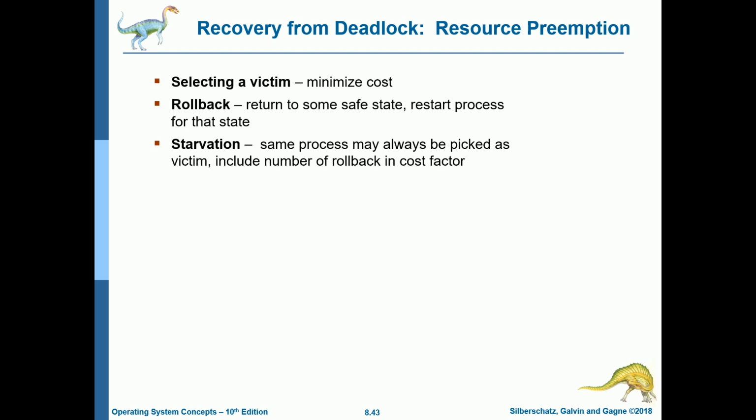Finally, once again, we have to consider starvation. How do we ensure that starvation will not occur? That is, how can we guarantee that resources will not always be preempted from the same process? In a system where victim selection is based primarily on cost factors, it may happen that the same process is always picked. As a result, this process never completes its designated task. A starvation situation in any practical system has to be addressed. Clearly, we must ensure that a process can be picked as a victim only a small, finite number of times. The most common solution to this is to include the number of rollbacks in the cost factor.